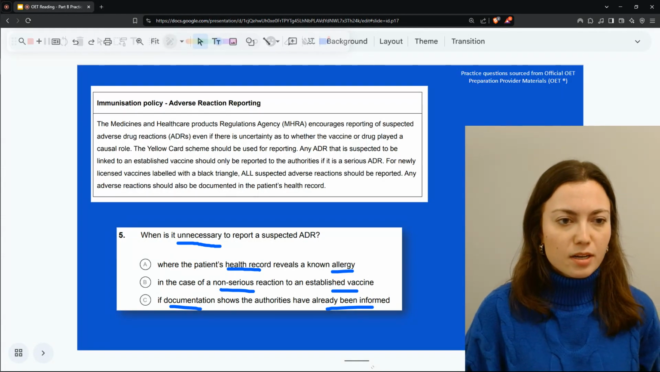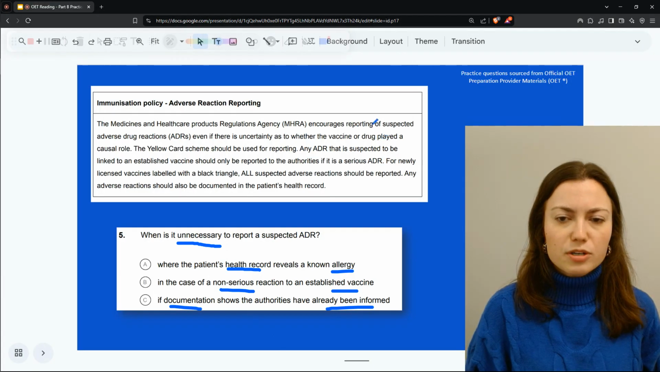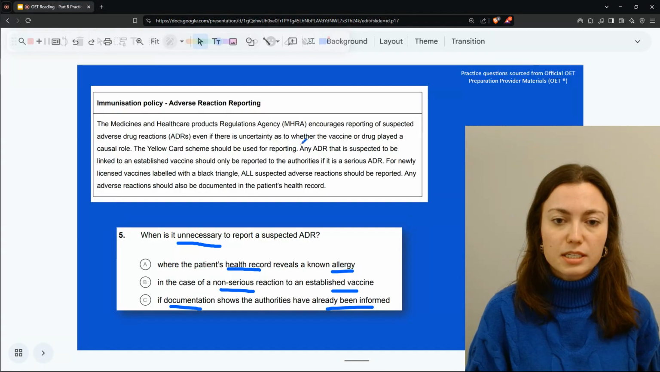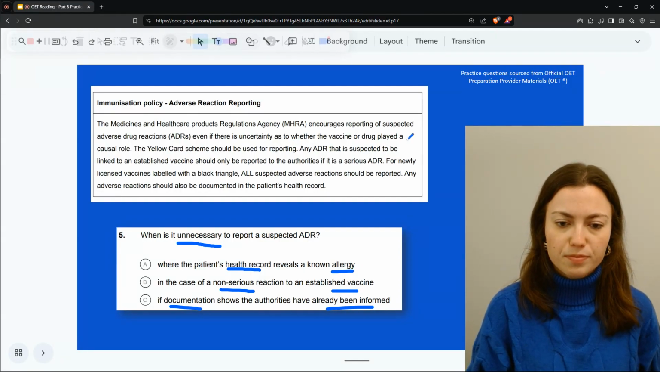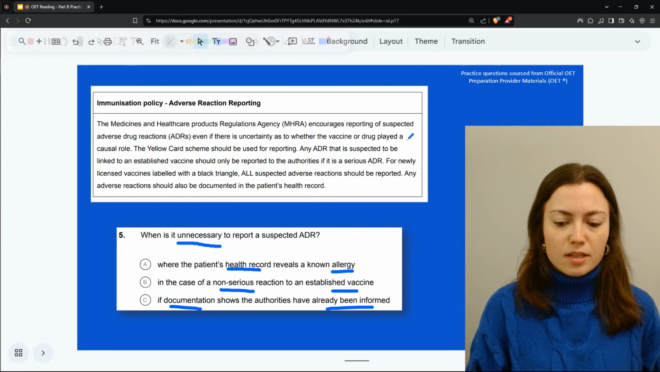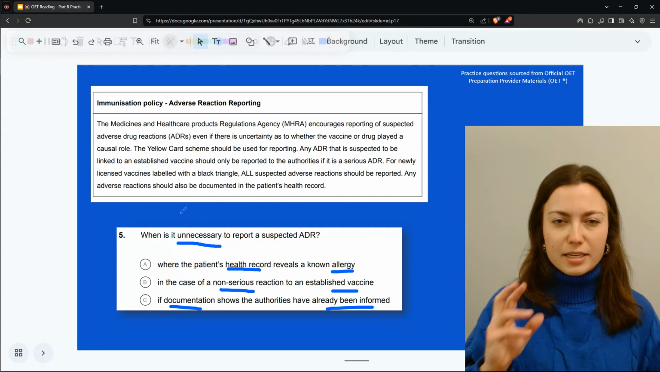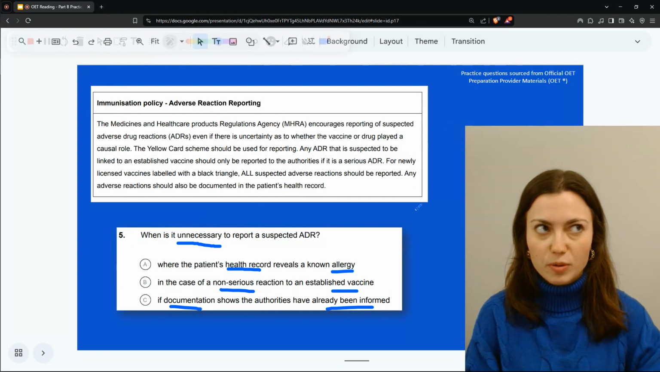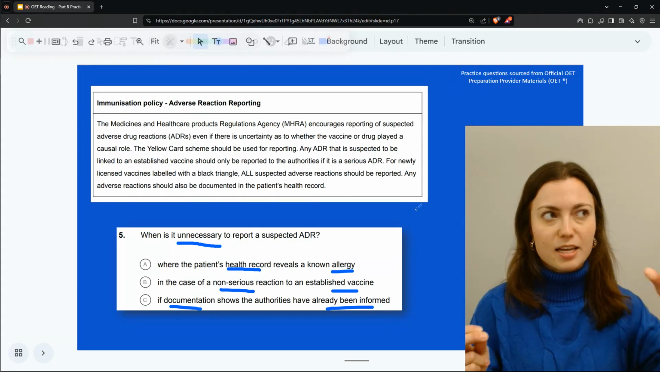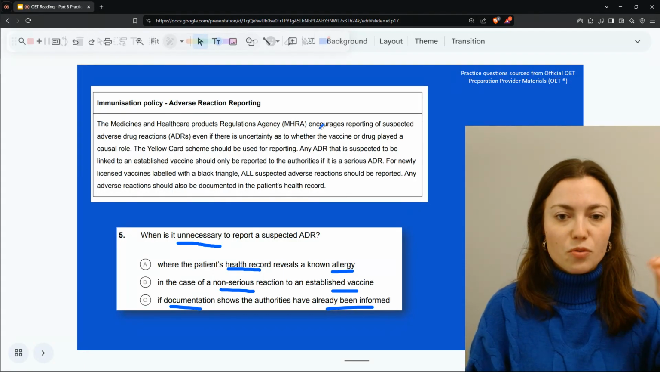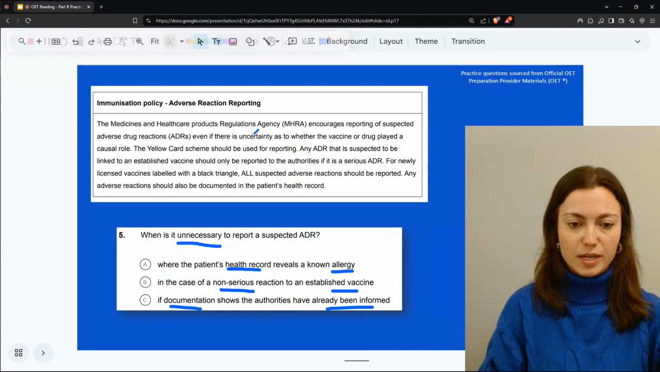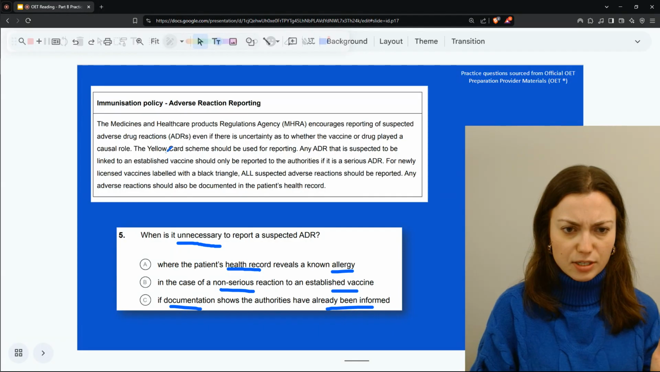Okay, so what do we have here? It encourages reporting of suspected adverse drug reactions, even if there is uncertainty as to whether the vaccine or drug played a causal role. So this is where the mind and the language part comes in. We're looking for when is it unnecessary? So we have to go through all our examples and think, are they saying this is necessary? So for example, the first thing, they want you to report it even if there is uncertainty. So that's good. Now we have the next section.